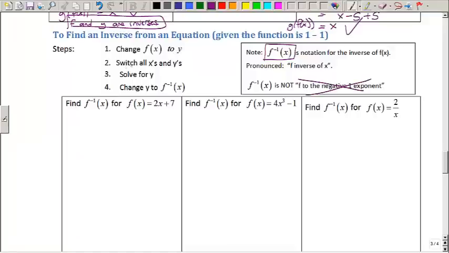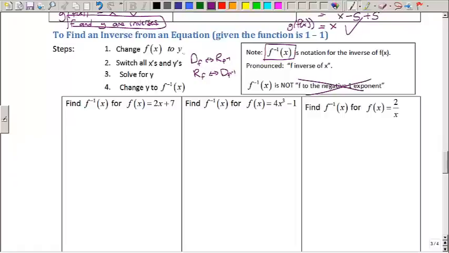The second step is our real true inverse step. I'm switching all my x values with all my y values. Every time I see an x, I plug in a y. Every time I see a y, I plug in an x. I'm switching all x and y values. And this is really our inverse step because this is where the domain of my function is being interchanged with the range of the inverse. Similarly, the range of my f is being interchanged with the domain of its inverse.